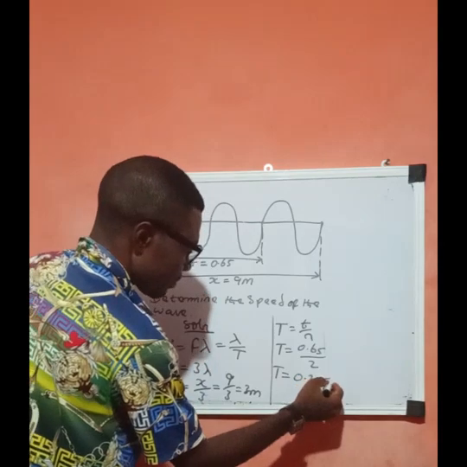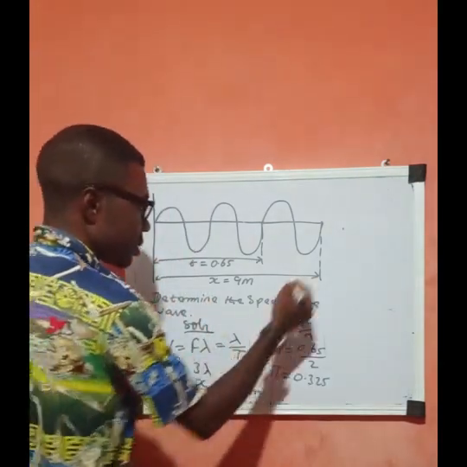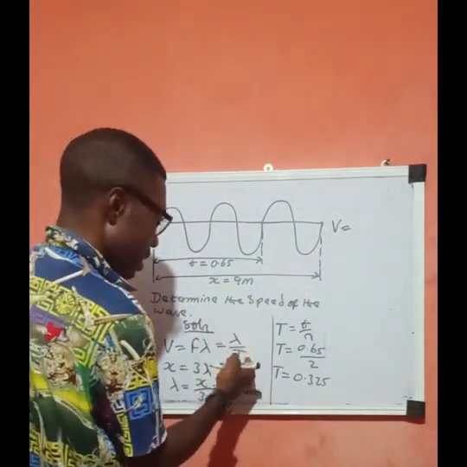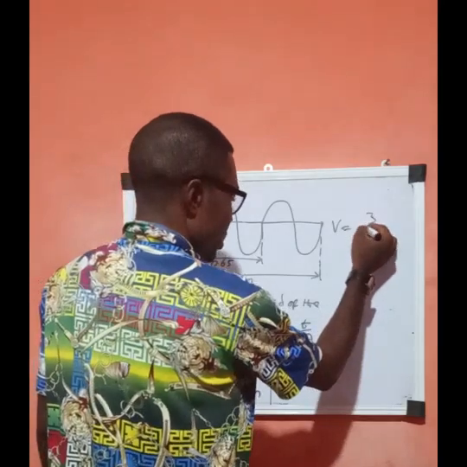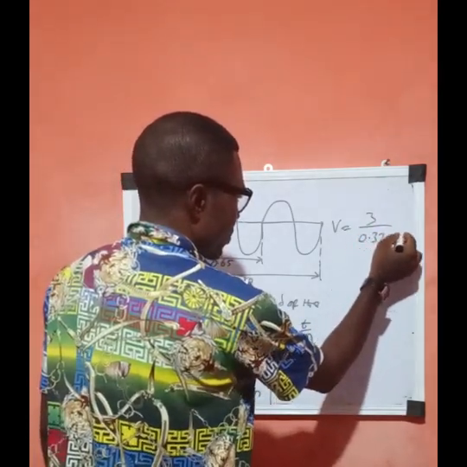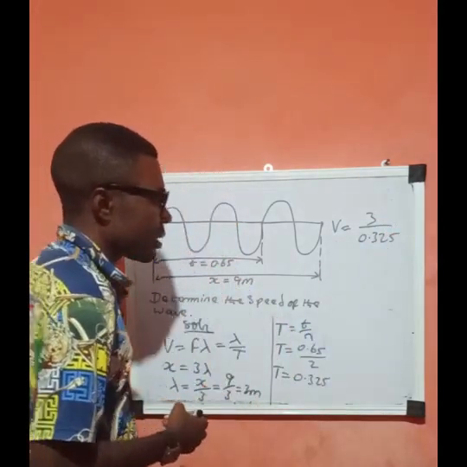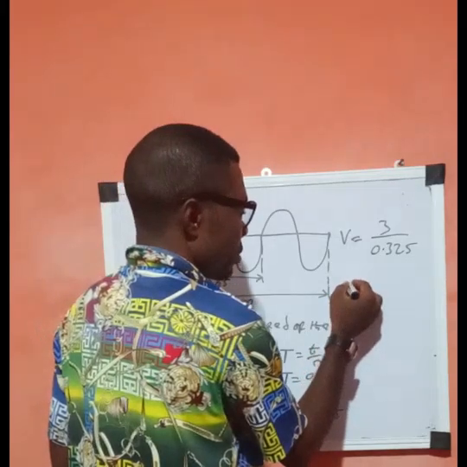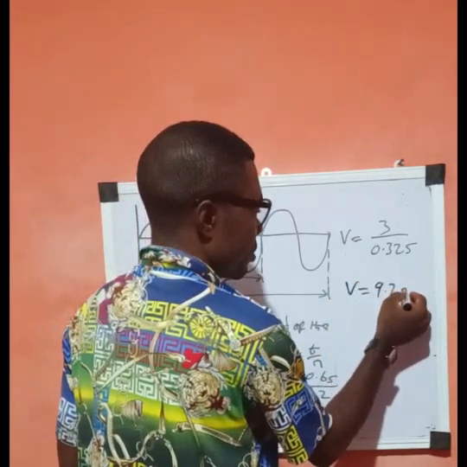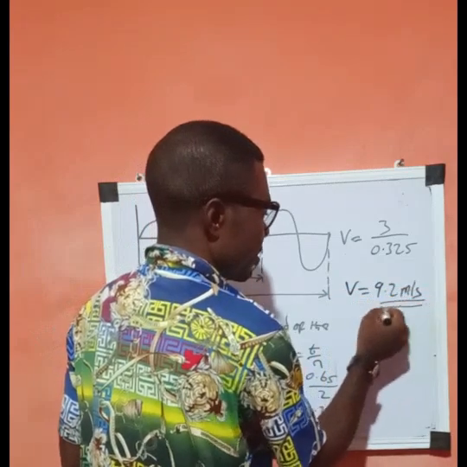So the time period will be equal to 0.325 seconds. Now our speed v is going to be equal to wavelength over period, and the wavelength is 3, so it is 3 all over 0.325. Okay, punch it in your calculator, you will get 9.2 meters per second. That is the speed.